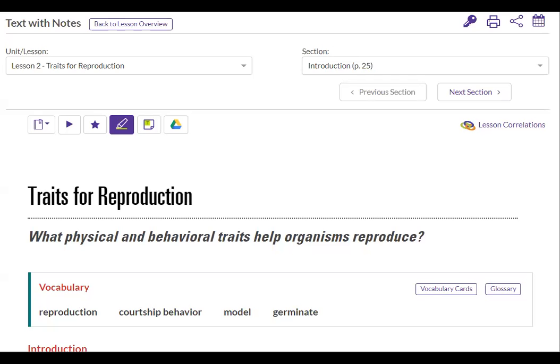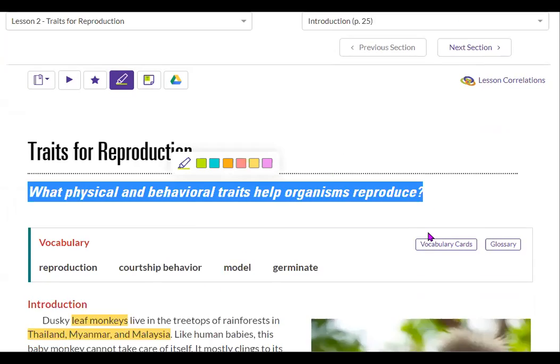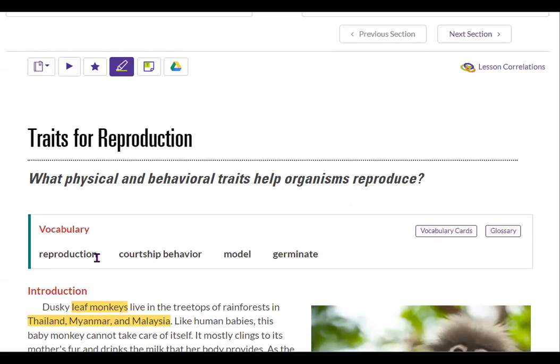This video is going to go over traits for reproduction from the introduction until the summary. So the question here that we have is, what physical and behavioral traits help organisms reproduce? Our vocabulary words are reproduction, courtship behavior, model, as in a scientific model, and germinate.